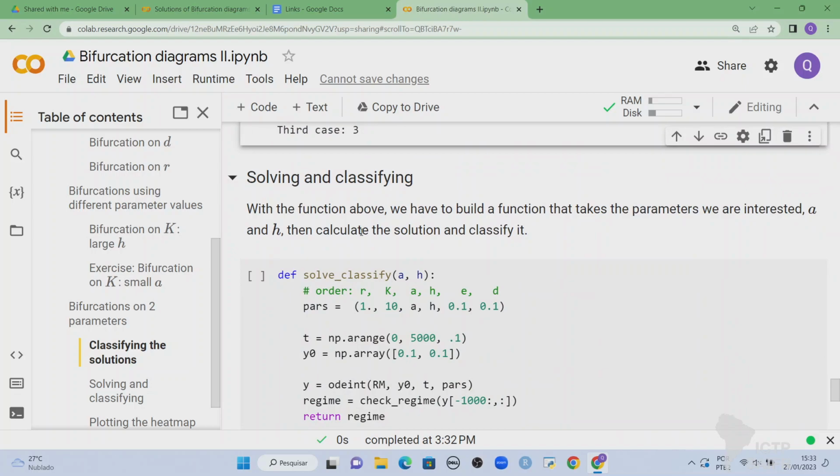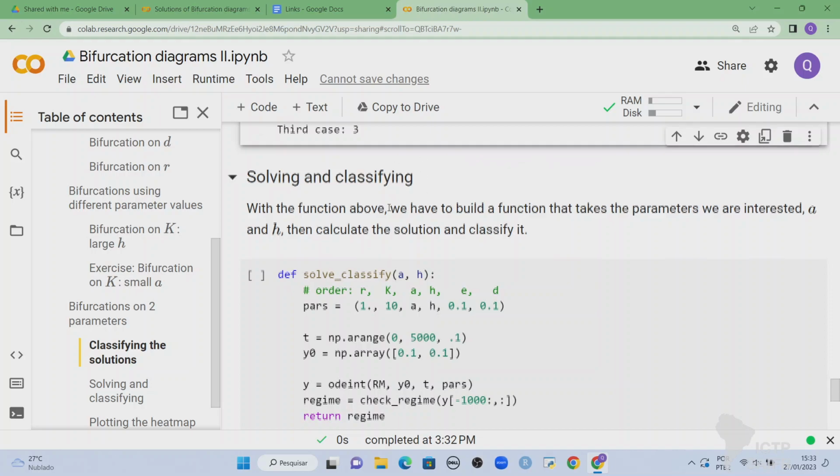I want to have that color map, okay? The color map, what do I have to do? I have to have a function that I pass the values of A and H, the two parameters, okay? So what do I have to do? I have to create a function that receives these two parameters, solves the differential equation, and then uses this function to classify the solution, okay?